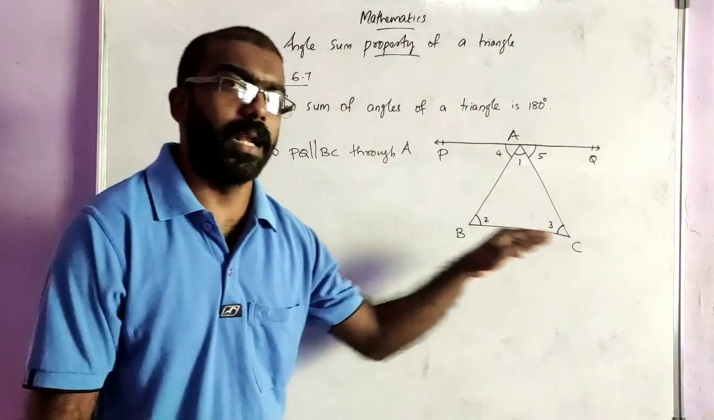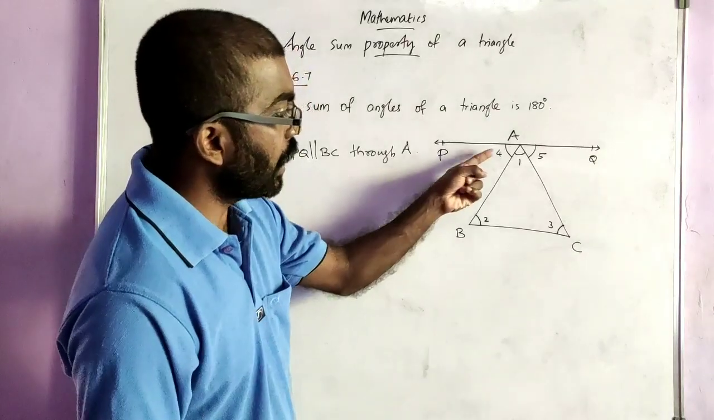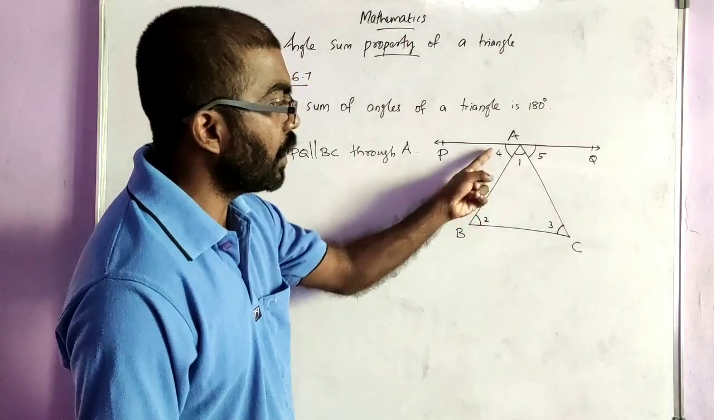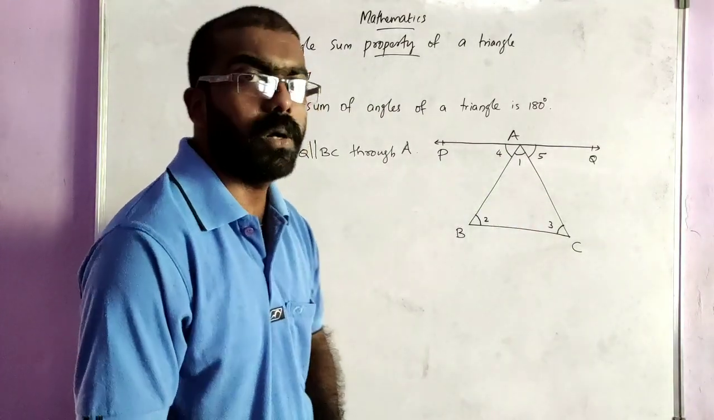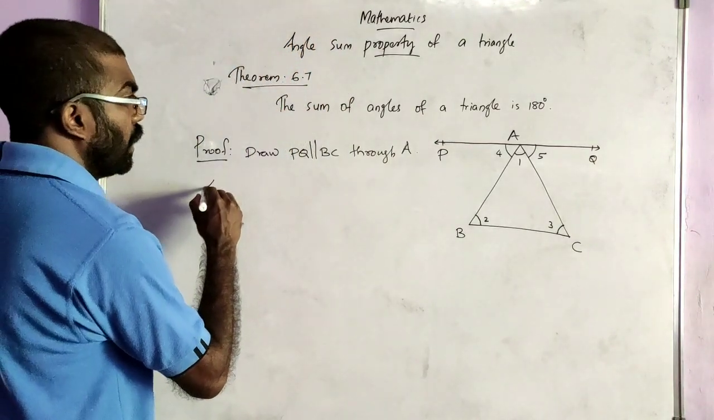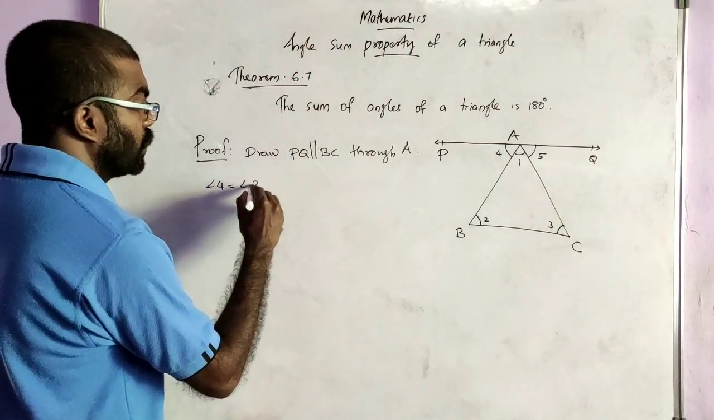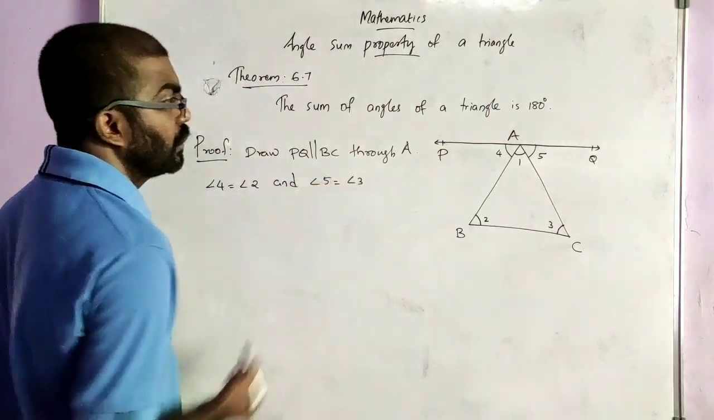Since PQ is parallel to BC, here we got a pair of alternate interior angles. Angle 4 and angle 2 are equal, they are alternate interior angles. Angle 3 and angle 5 are equal, they are also alternate interior angles. Okay, that we can write here. Angle 4 is equal to angle 2, and angle 5 is equal to angle 3.